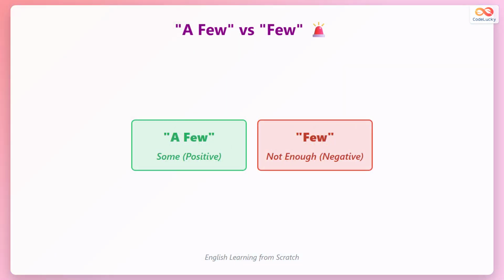A few means some, and it has a positive meaning. Few means not enough, and it has a negative meaning. The article a makes all the difference in meaning.